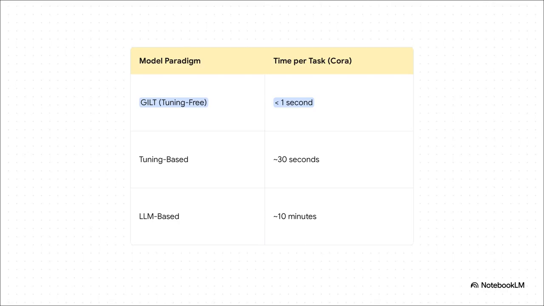But honestly, for me, this is the real kicker. This is the difference that matters most. Speed. Look at this. The tuning-based models take about 30 seconds to solve a task. The LLM-based models, we're talking around 10 minutes. And GILT, it's done in less than a second. Less than 1 second. I mean, just think about that. We're not talking about it being a little bit faster. We're talking orders of magnitude faster, up to 1,000 times faster, and sometimes even more. That's what makes this thing practical. That's what makes it scalable for real-world problems.